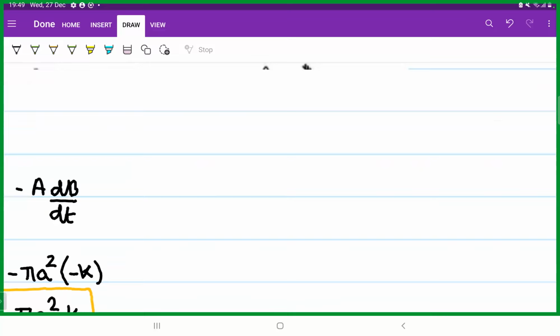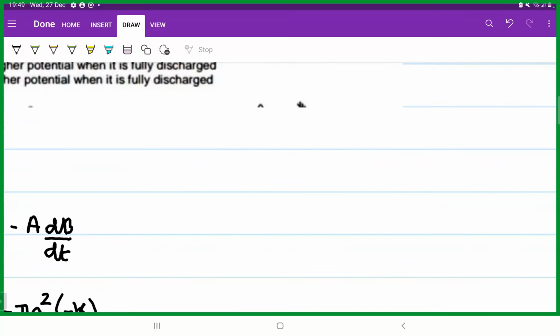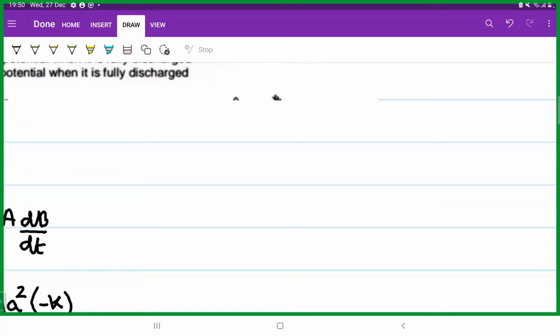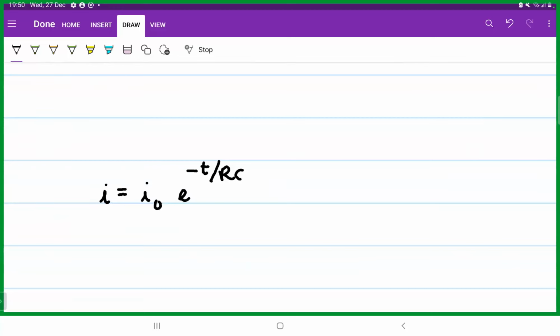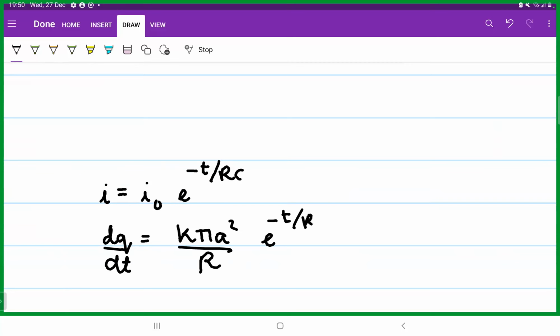Now let's find what will happen after a time t. What will be the current after time t? What will be the charge? We have been asked to find what the maximum charge will be. We know that the relationship of current at a time t is something like this for an RC circuit. So we can write I to be dq/dt, and then I naught will be equal to kπa² by R, and this is e to the power minus t by RC.